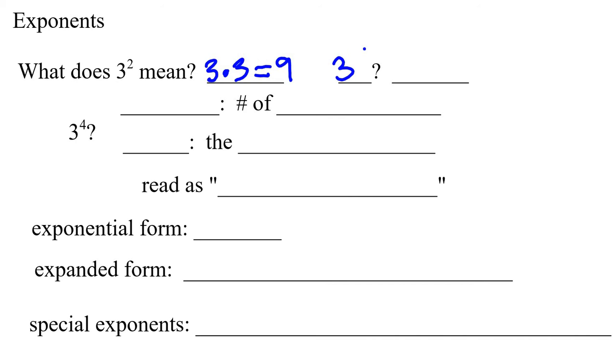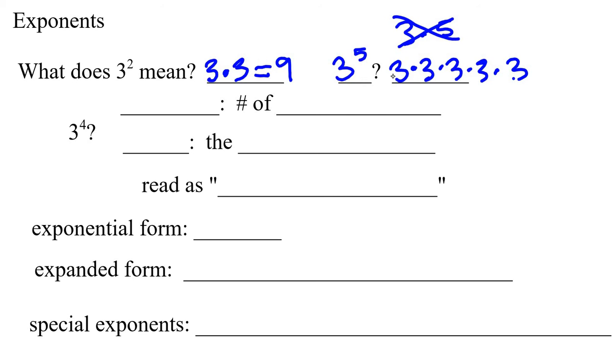Similarly, 3 to the 5th power means to multiply the base of 3 5 times. 3 times 3 times 3 times 3 times 3. So this is 5 factors of 3. So once again, the base is 3, that's the number we're multiplying, and we're multiplying it by itself 5 times. Notice that this is not the same as 3 times 5. It is not 3 times 5.